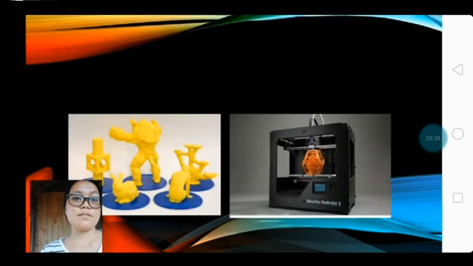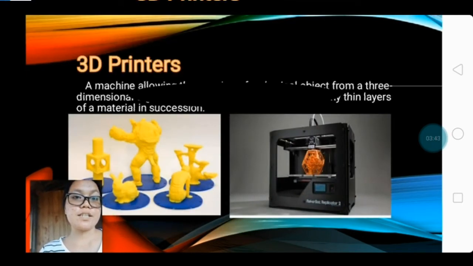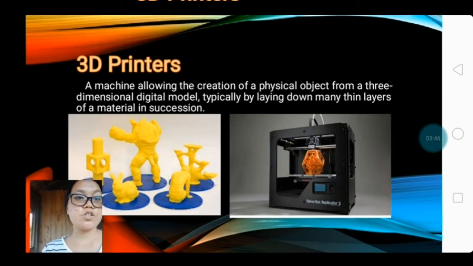Next one is a 3D printer. So a 3D printer is a machine allowing the creation of a physical object from a three-dimensional digital model, typically by laying down many thin layers of a material in succession. So these are the examples of a 3D printer, the result of a 3D printer.